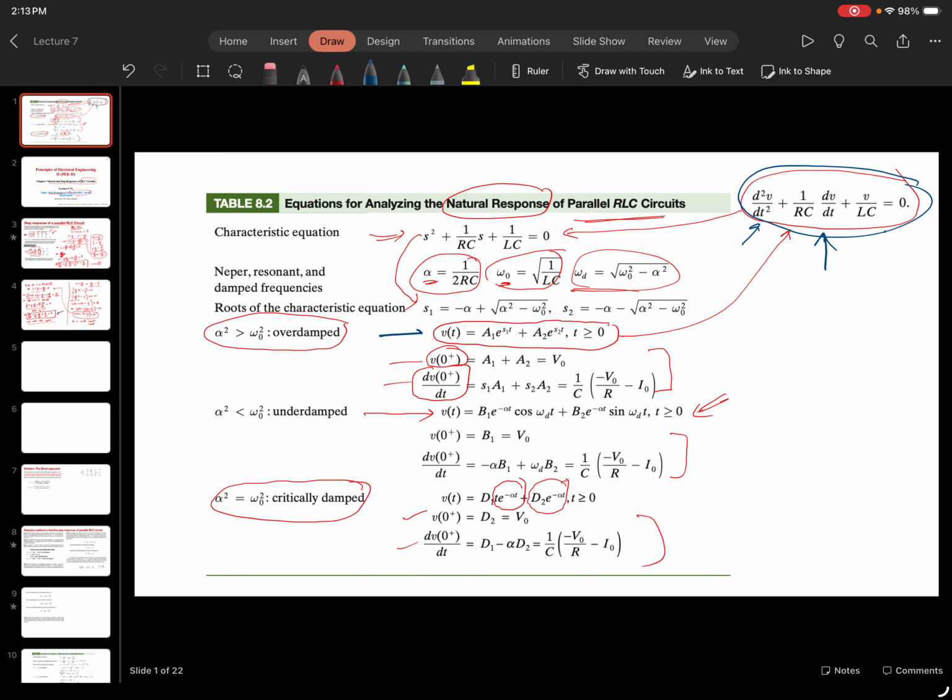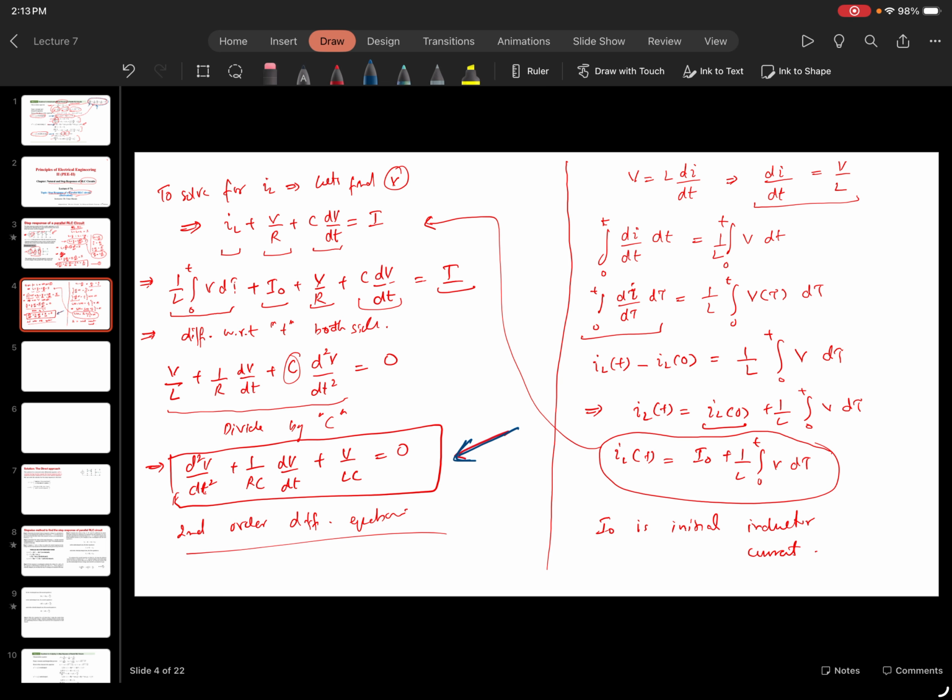One of the solutions was this in case of an overdamped response. The other solution was this in case of an underdamped response. The third solution was this in case of a critically damped response. So if I have this equation and I have to solve it now, I already know the three solutions that I derived. I'm going to write those solutions down.